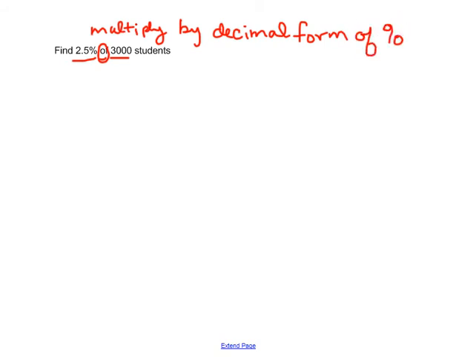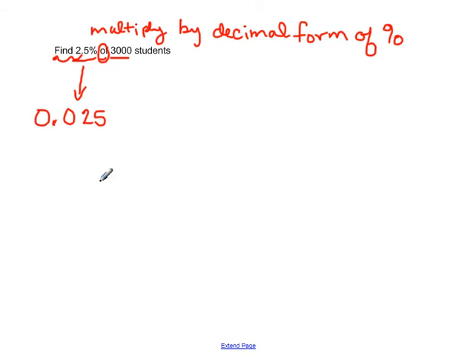So, what's the decimal form of 2.5%? Well, if you remember, we want to move the decimal point 2 places to the left. That's going to give us one empty spot, so 0.025. And because this is a decimal number that doesn't have a whole number portion, it's always a good idea to put in that 0 there.